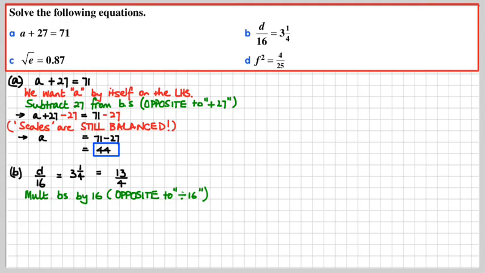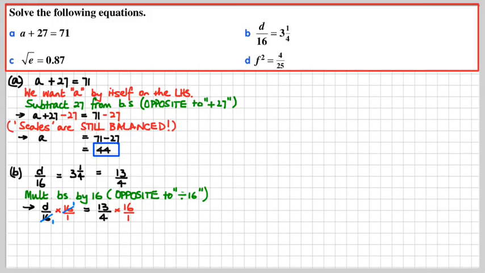Now, what we're going to do is multiply both sides by 16, because multiplying is the opposite of what you see there. We're dividing by 16 in this term here, so we're going to do the opposite and multiply by 16 on both sides, so we can keep those scales balanced. So there we go. We've got D over 16 times 16 equals 13 over 4 times 16. Yes? Very good. Now we're going to do a clean-up line.